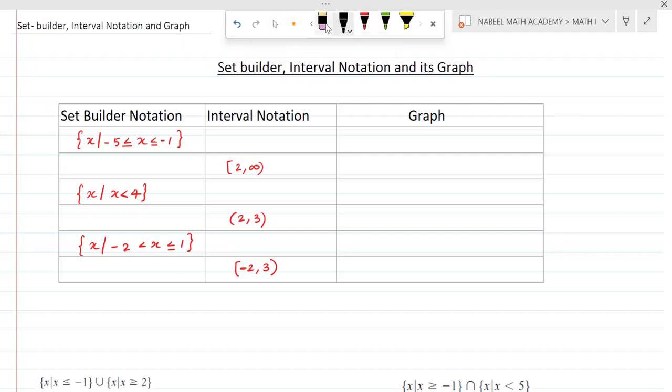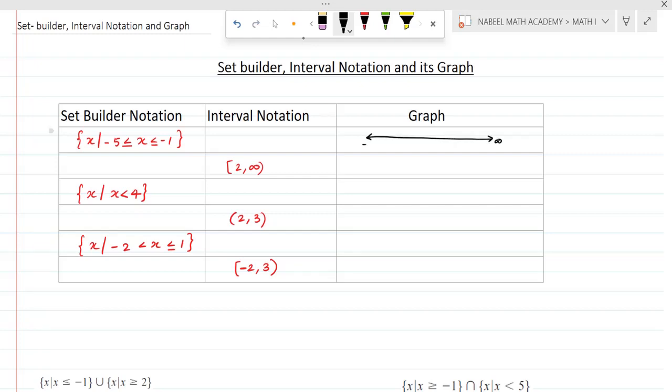Before going to this one, this is the notation of the set builder, and this is the interval notation. We have denoted it by the interval form, and we have to draw the graph for the function. First of all, I will draw the graph, and after that we will do the set builder.